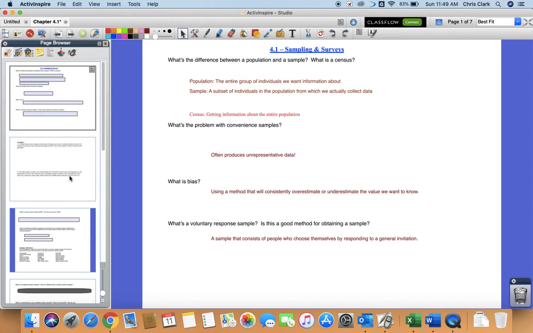So let's take a look at a couple of examples, kind of go through what kind of sampling method this is and why this could be an issue.